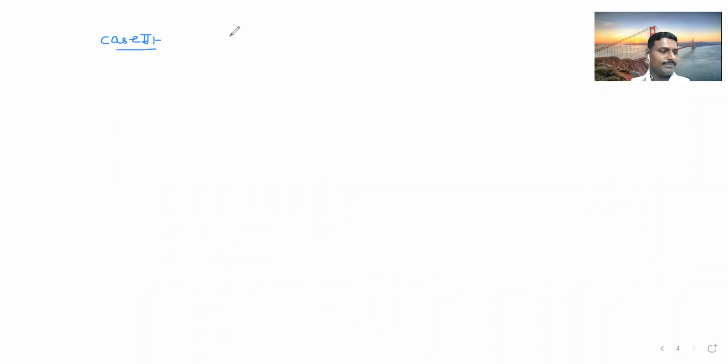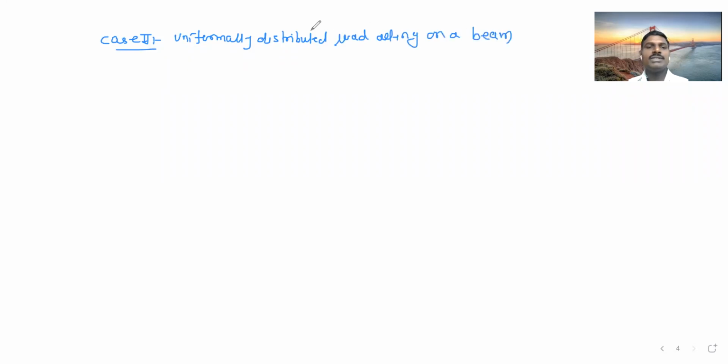Case 2. What is case 2? Uniformly distributed load acting on a beam. यातली कोणती तरी एक केसेस तुम्हाला एक्झाम्पल असणार आहे. म्हणजे इफ यू आर सॉल्विंग द एक्झाम्पल, so only one case will be there, but we are writing the procedure. So we are writing here procedure, combined procedure of case 1 to 3.